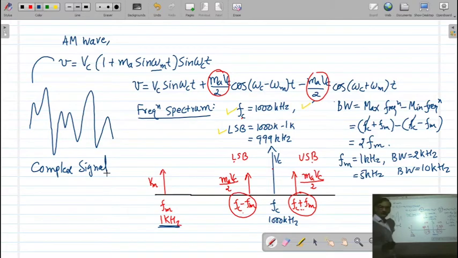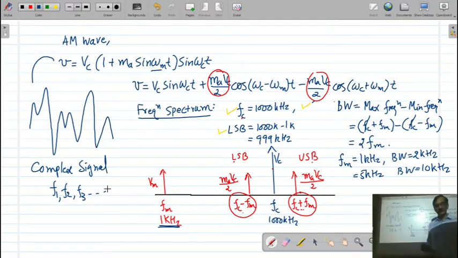Complex signal means what? It contains a number of frequencies. Here you will find F1 is present, F2 is present, F3 is present. Different frequency components are present with their different amplitudes. Remember, the amplitude of these frequencies is also not a constant quantity. So when all these frequencies are combined, they generate a signal which we call a complex signal. Okay? And if this complex signal is transmitted, then what will be the frequency spectrum?